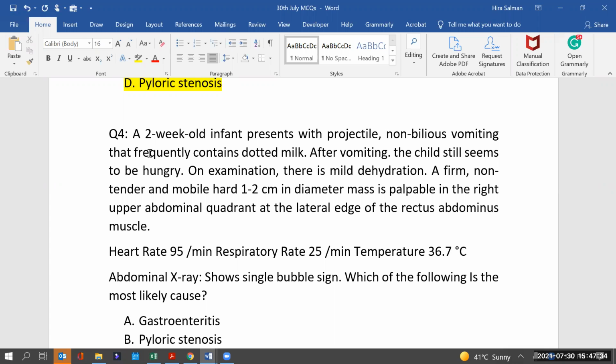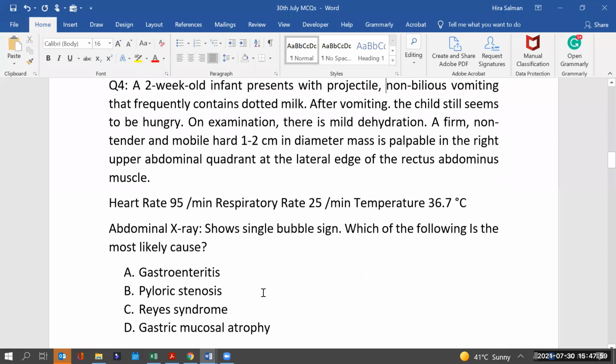But as the baby's age is small, he's just 2 weeks old, but he is presenting with vomiting. It means that the pyloric stenosis has already started, but it's just the beginning. That's why it's not very much visible on the X-ray as well. We can only find one bubble sign, not two bubble sign. But later on, maybe after 2 weeks, 3 weeks, the baby can show double bubble sign. But right now, he's showing only a single sign.